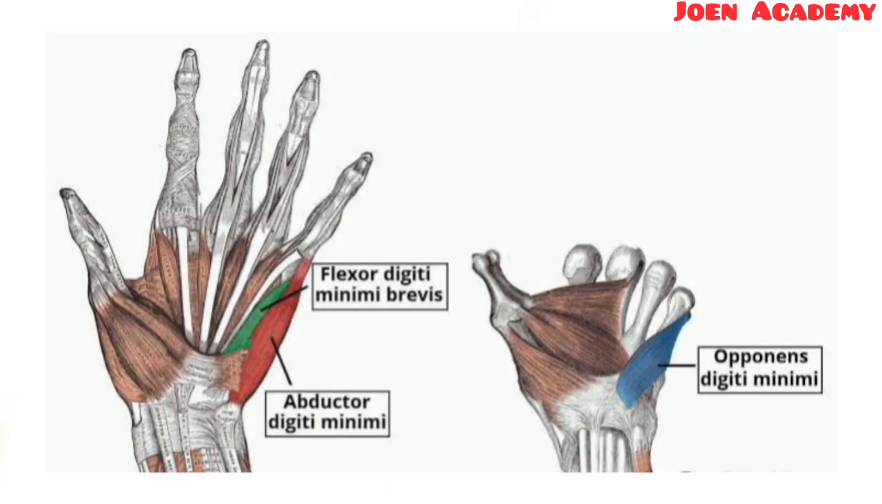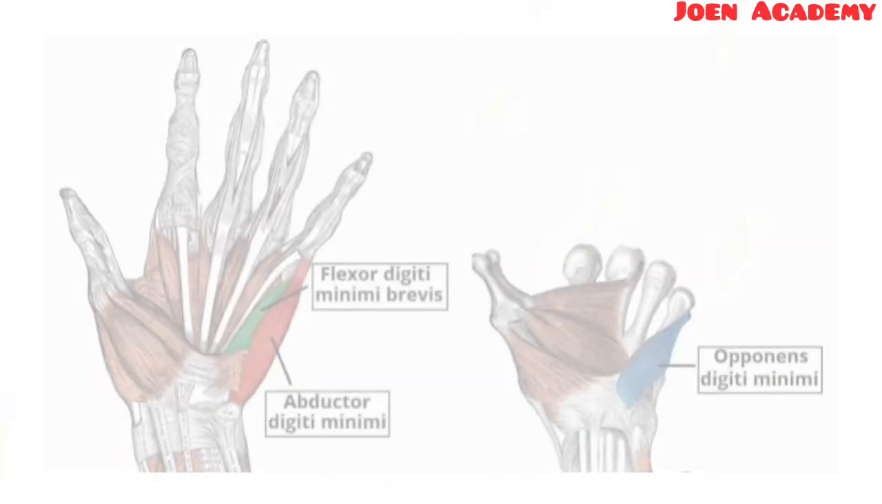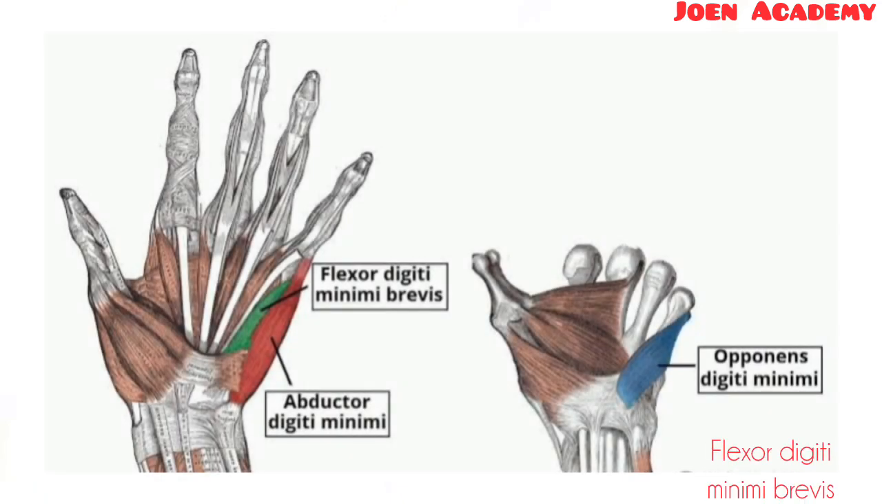The next hypothenar muscle is the abductor digiti minimi. The abductor digiti minimi is the most superficial of the hypothenar muscle group. It originates from the pisiform and the tendon of the flexor carpi ulnaris and inserts at the base of the proximal phalanx of the little finger. The action of this muscle is that it abducts the little finger. The nerve supply remains the ulnar nerve. The last hypothenar muscle is the flexor digiti minimi brevis. It lies laterally to the abductor digiti minimi.